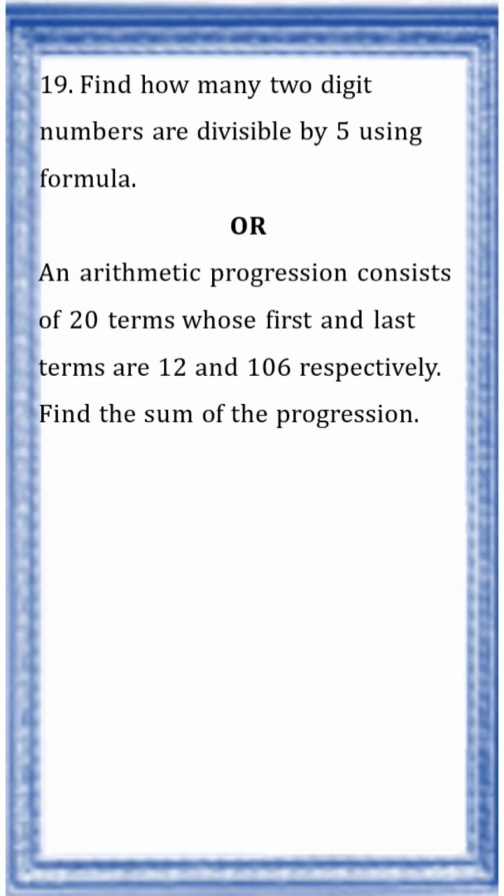Now let us solve 19th question. There are two internal choice questions. The questions are taken from the chapter Arithmetic Progression. Find how many two-digit numbers are divisible by 5 using the formula. Or, an arithmetic progression consists of 20 terms whose first and last terms are 12 and 106 respectively. Find the sum of the progression.